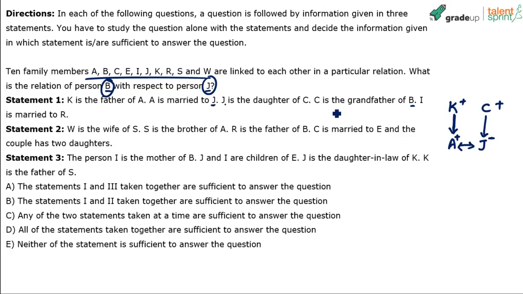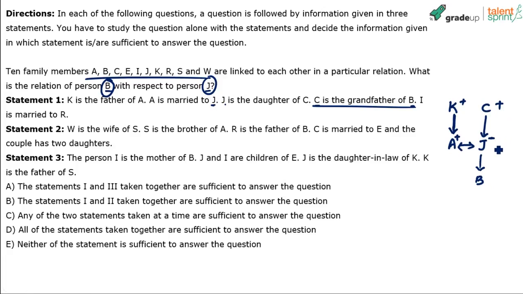Now, while C is the grandfather of B, or B is the grandchild of C, how do we find out if B is related to J or not? I mean, is B the child of J or not? There are two possibilities. Possibility one is that B is the child of J. So C becomes a grandfather, right? C is the daughter's child. So C is a grandchild.